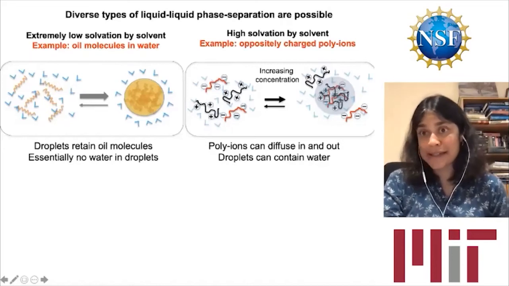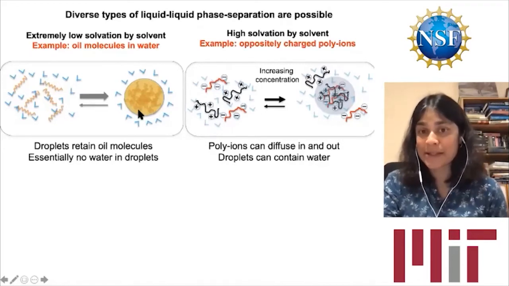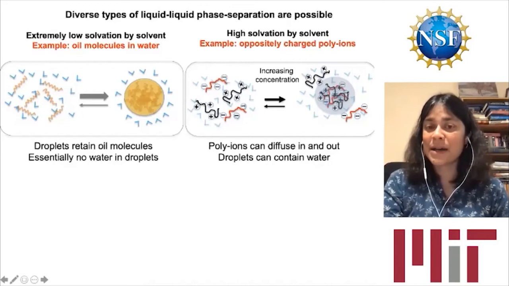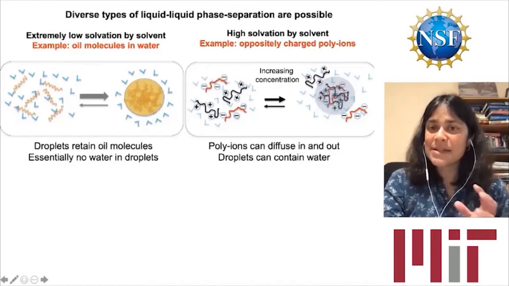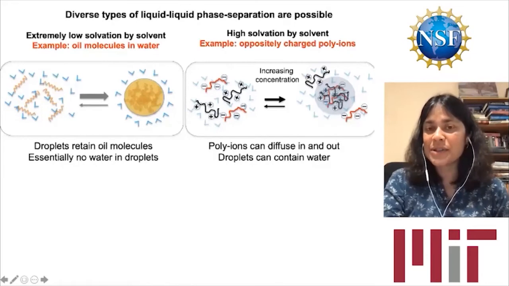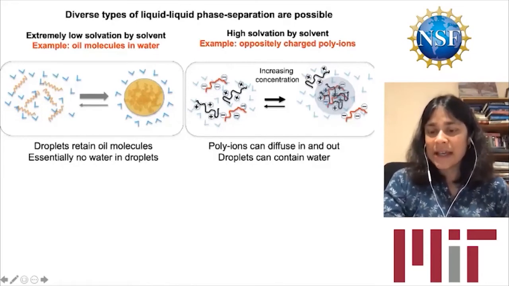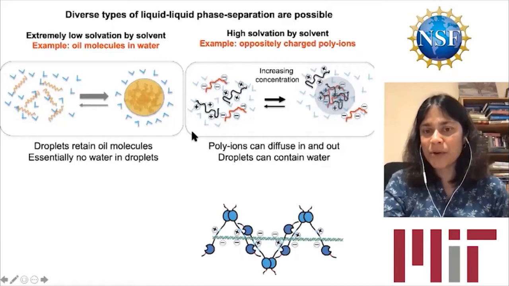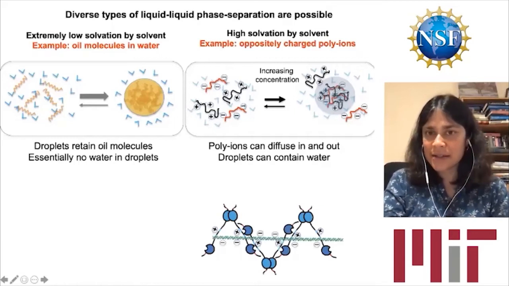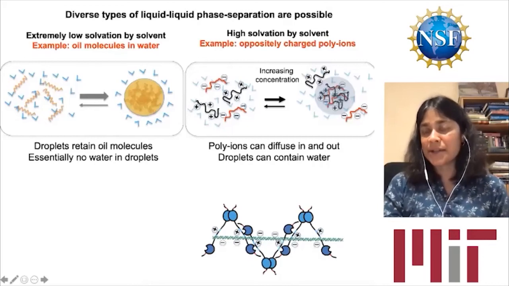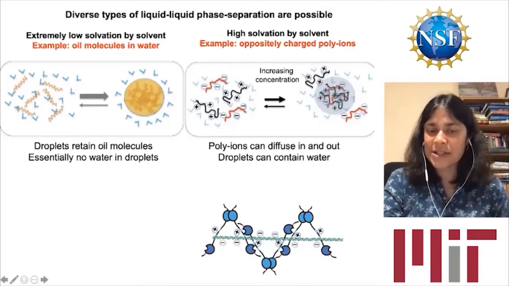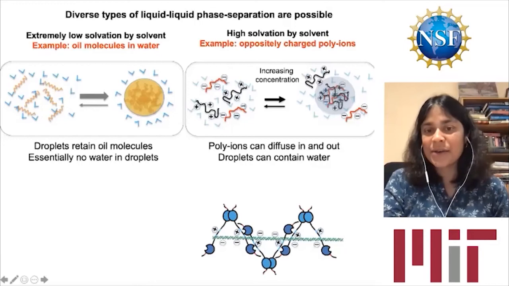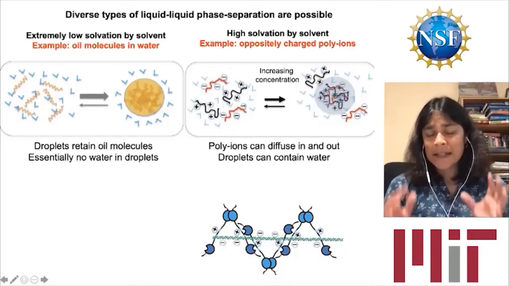Now, these phase-separated states are quite different from the oil and water phase-separated states because polyions can diffuse in and out because they can also be solvated by water. And the phase-separated droplets formed by the interaction between the polyions can contain water. And so if we look at these two types of phase-separated systems and ask what does HP1 and DNA resemble more, we believe it resembles more this latter type of phase separation system mediated by electrostatic interactions. Because phase separation in the HP1 context is mediated by the interaction of negatively charged DNA with the positively charged hinge.